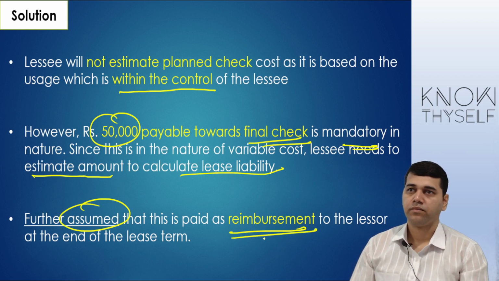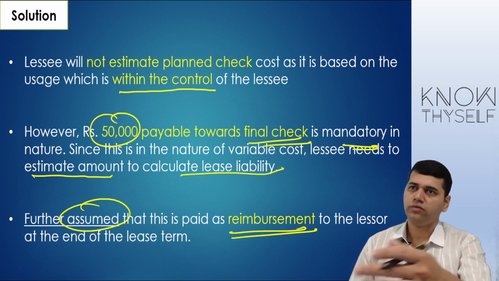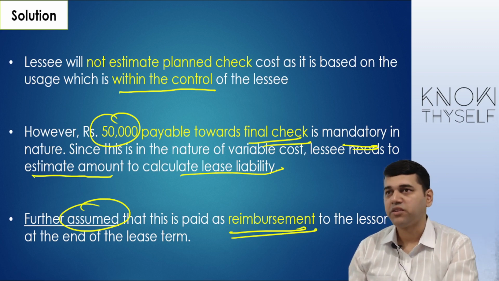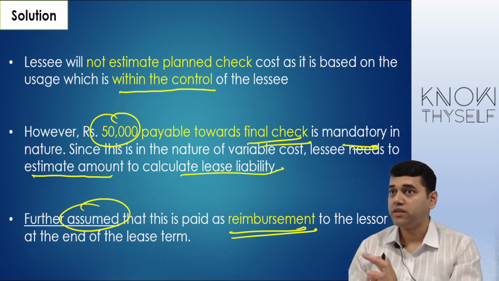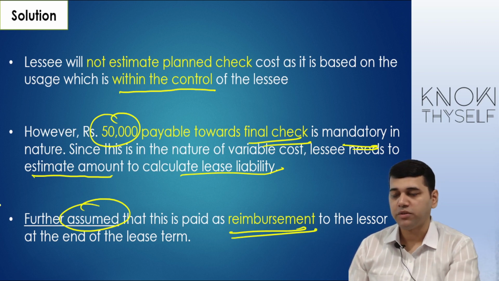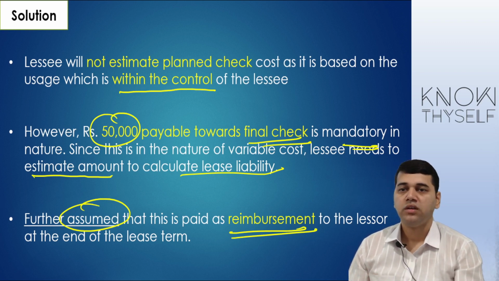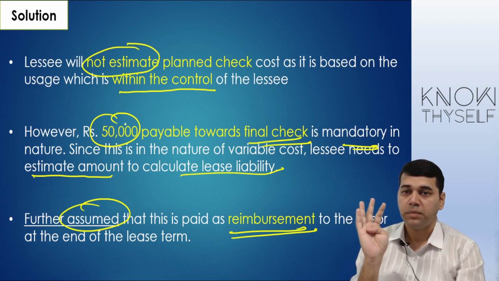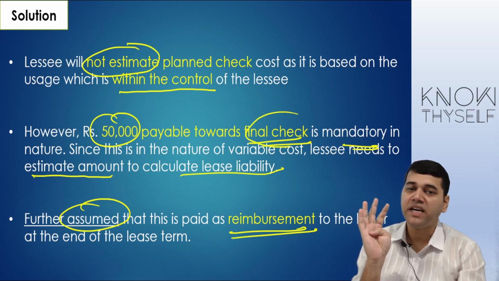What if we take it the other way? Doesn't matter. In both the cases, we will do. Let us do it in both the ways. In exam, if they don't give this word reimbursement, but the final check has to be done, we will do that way also. Follow? If they say determine and all, not calculate. Calculate means straight away you can jump to the calculation. The point is, you are not going to estimate certain things which are within your control. But here, the final check is mandatory.